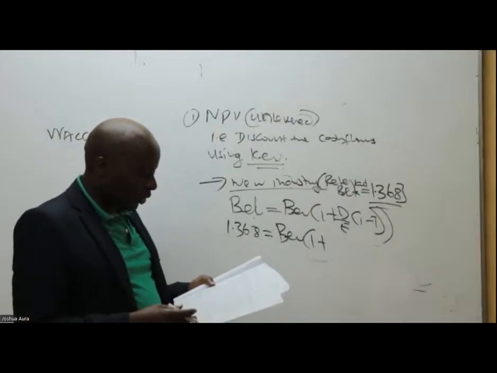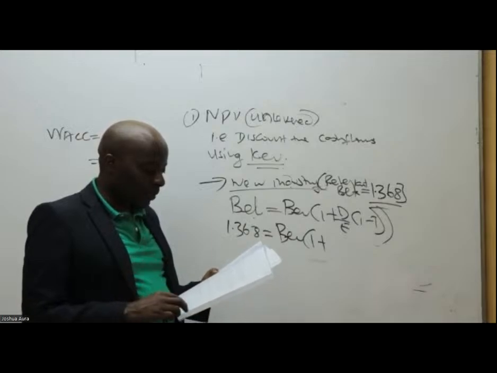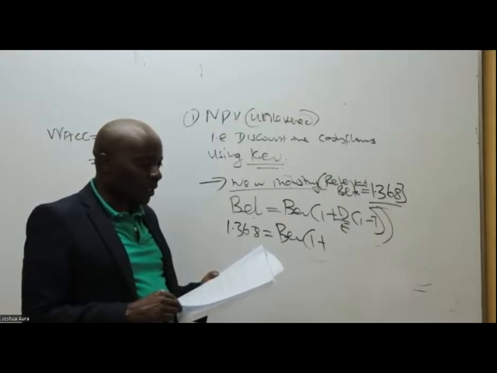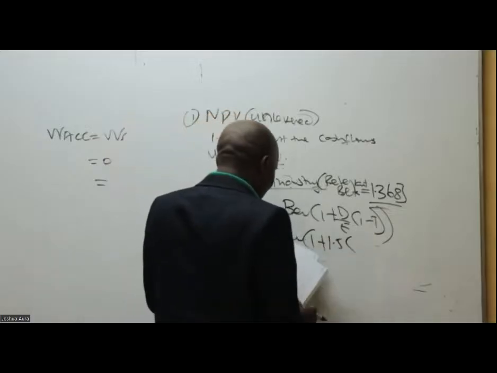So the beta levered, we already have, which is 1.368, equals the beta unlevered that we are looking for, times 1 plus, are you able to see the debt to equity ratio of the new industry? All right, they're telling me it's 1.5. Unfortunately, I'm getting that from one student only. Thank you, 1.5. So what is the tax rate?